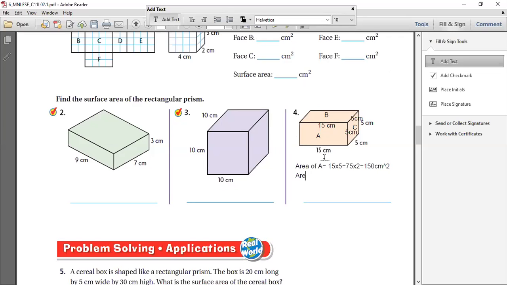Fine. Moving to area of B, where is B? Okay, this one again. 15 into 5 again. So the length is 15, the width is 5 of that upper surface, also the upper face. So B is the top one, and the bottom one is also there for us. So first let's find for B. That's again going to be 15 multiplied by 5, which is 75, multiplied by 2 is going to give you 150 square centimeter.